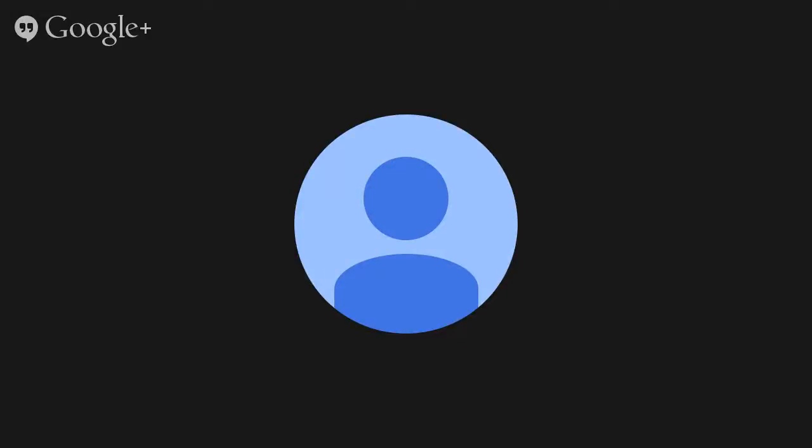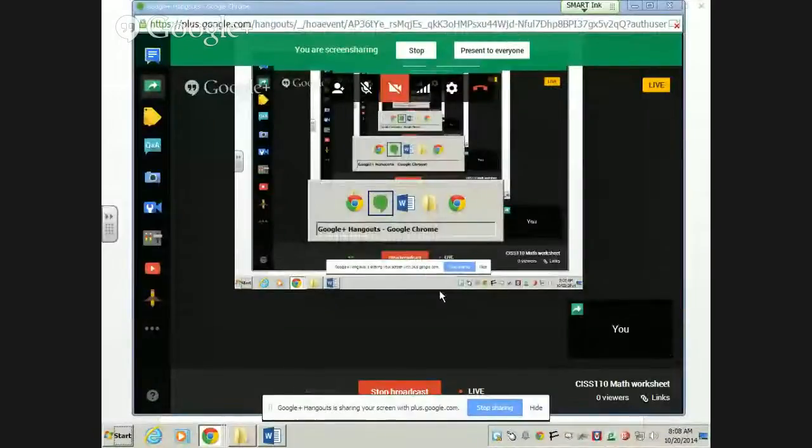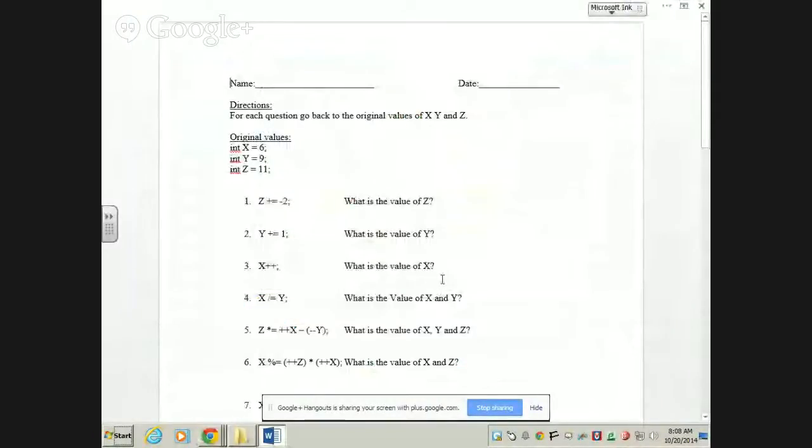Today we are going over the math worksheet that was a part of Module 3. I'm still learning how to use some of this technology, so bear with me. So here we have it.